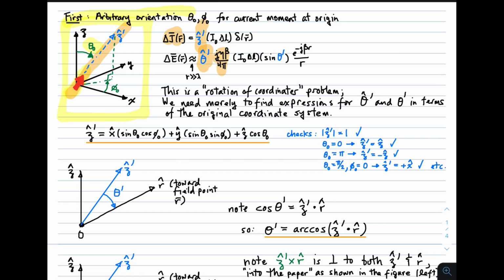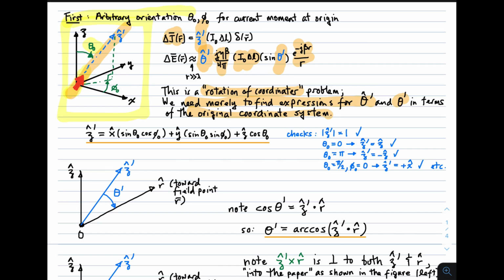This constant is the same. This phase and magnitude of the current moment is the same. Instead of theta, we'll have theta prime, and then the spherical wave dependence again. So this is a rotation of coordinates problem. It shows up in many, many different problems in engineering. And we really merely need to find the expressions for theta hat prime and theta prime in terms of the original coordinate system. Once we do that, we can have an expression that works for any orientation.